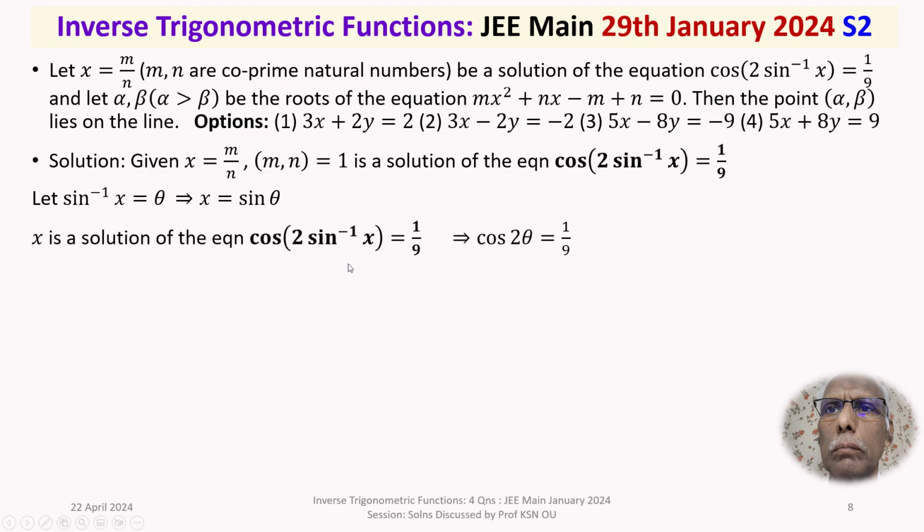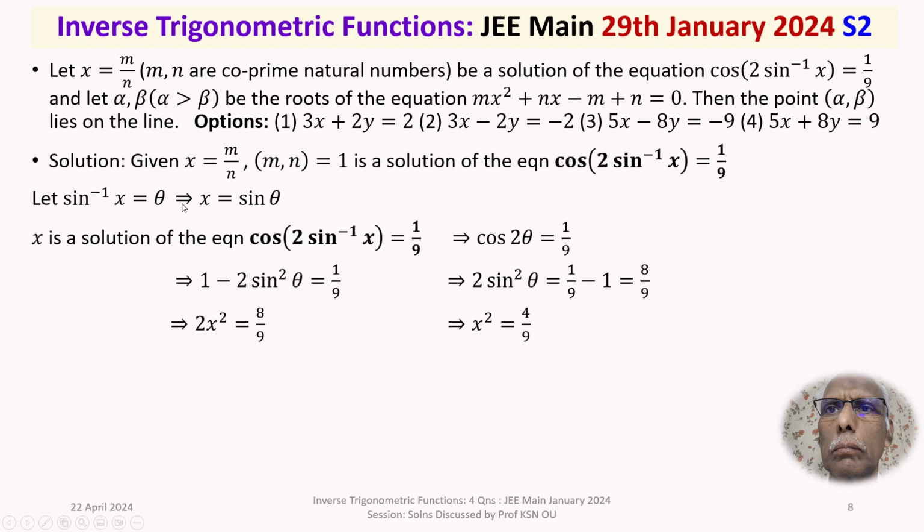Take this equation and take the cos, then that will be equal to cos of 2 sine inverse x, that is cos 2 theta. Right. For cos 2 theta we have written 1 minus 2 sine square theta, that is equal to 1 by 9. And solve for 2 sine square theta, that comes out to be 8 by 9. And x is sine theta, so sine square theta is x square, so 2x square is equal to 8 by 9. So x square is equal to 4 by 9.